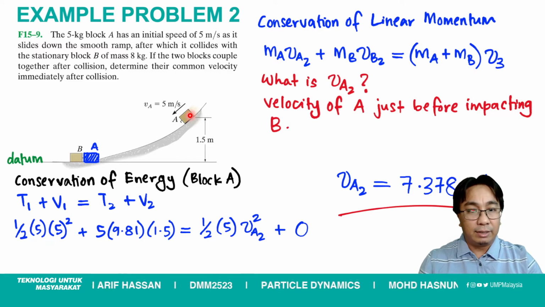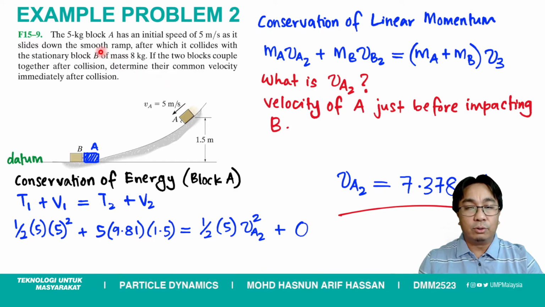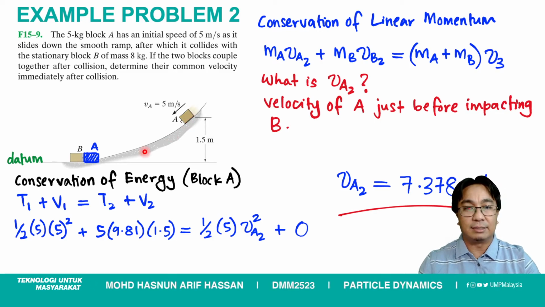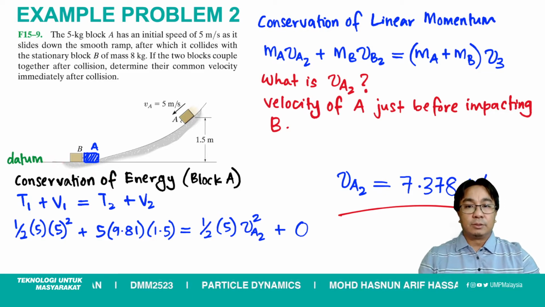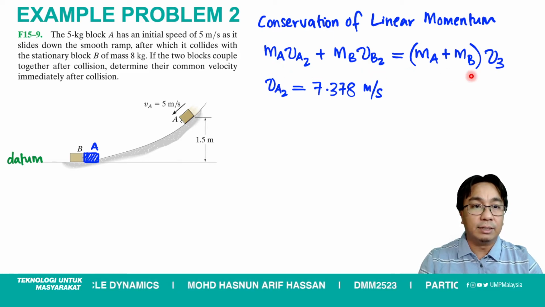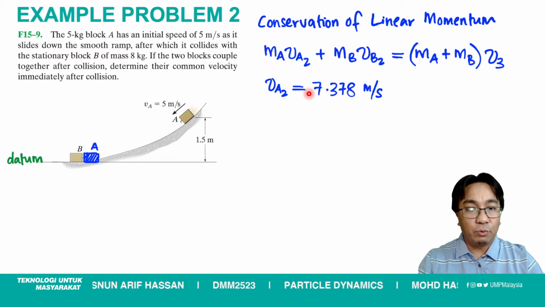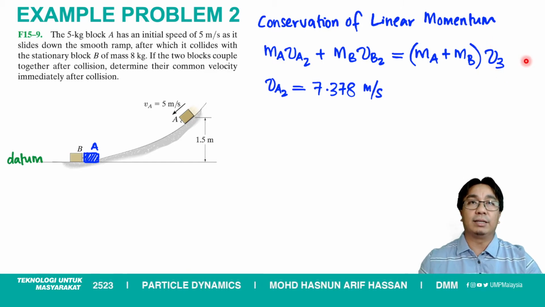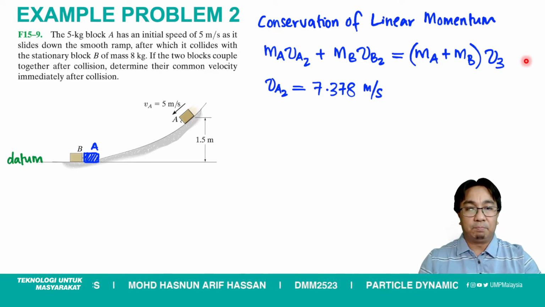So obviously starting from 5 meters per second moving down, since there is no friction involved, block A is gaining speed. It increases the speed before it impacts block B. So now let's continue with the conservation of linear momentum, which is the equation that we have written before, and now we have VA2 to get the value of V3, the velocity of blocks A and B together after the impact.